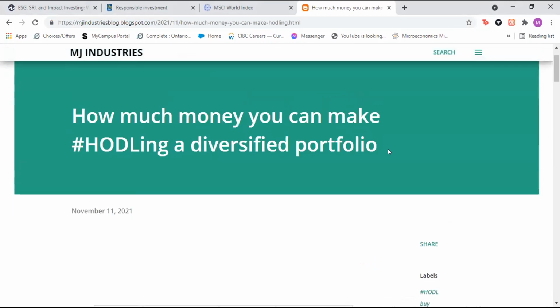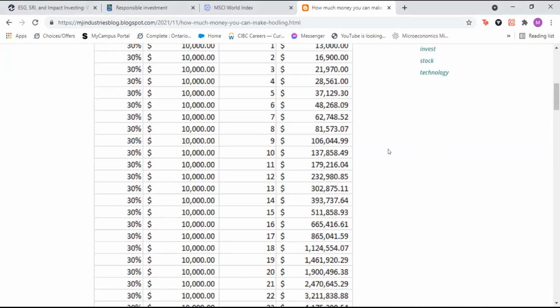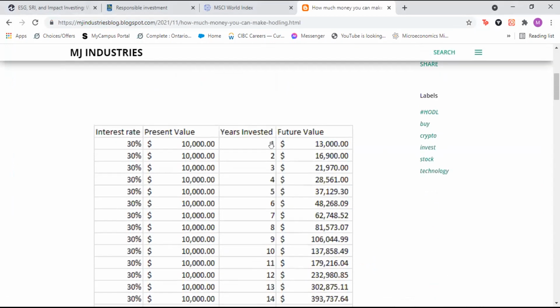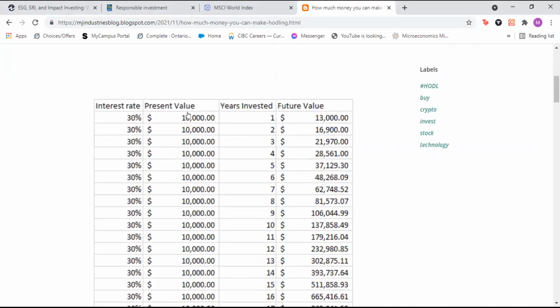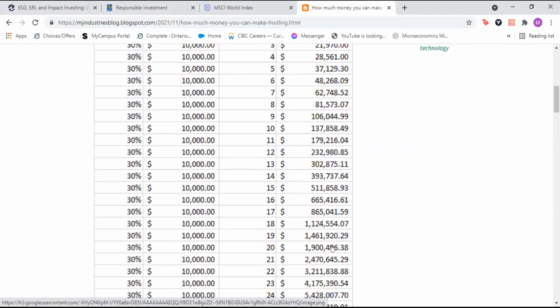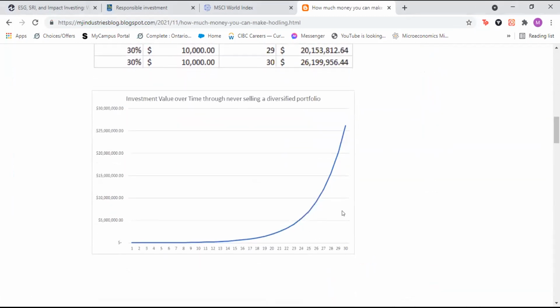So I'm going to show you what you can make if you hold a diversified portfolio of all these companies, and it goes up by 30% per year, and let's say you start with a $10,000 investment. This is how it would grow. It would grow like this over the years. So you go from starting at $10,000 to getting to over $26 million.